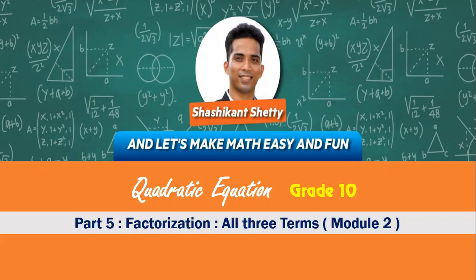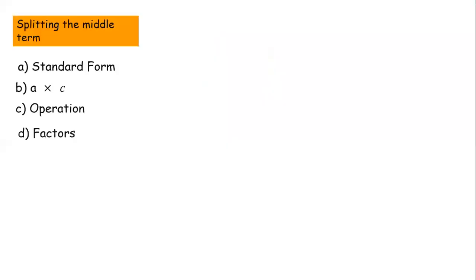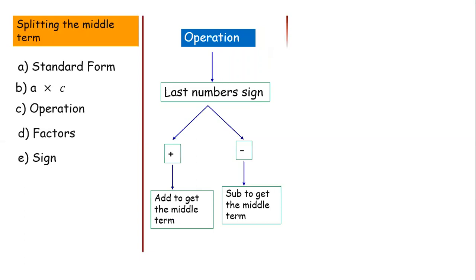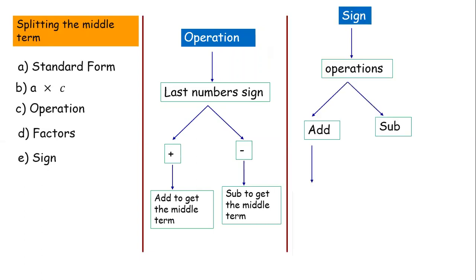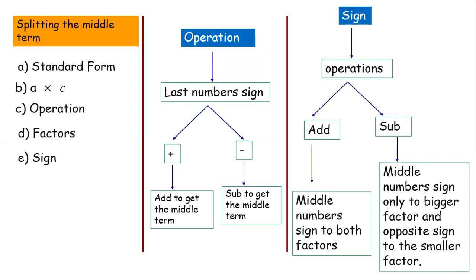So these are the steps that we discussed in the last video, the 5 steps of splitting the middle term. Then we understood whether the sum will be based on addition or on subtraction based on the last number's sign. And then we have two different rules for sign, one for addition and one for subtraction. Now this is how we ended in the previous video, and we learned a few sums on this as well.